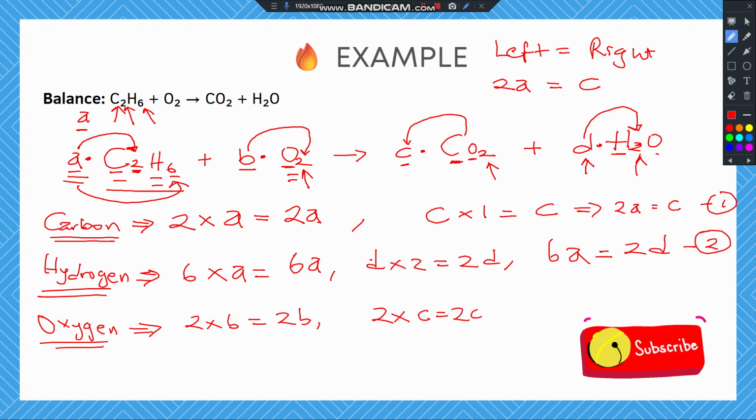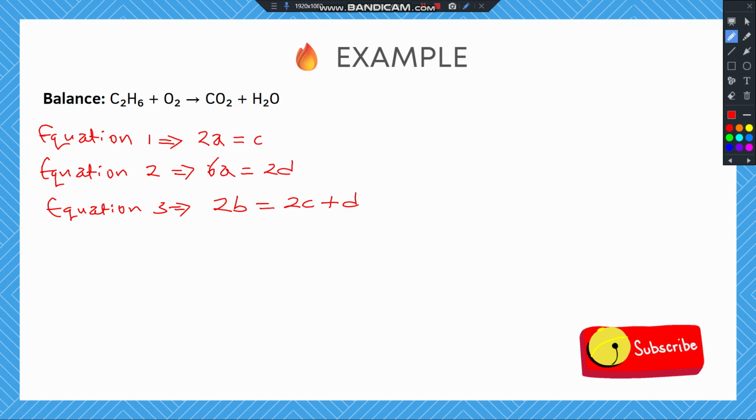And don't forget, there is also an element of oxygen over here. It has no subscript, or the subscript is 1, and then the coefficient is the letter D. So we have D multiplied by 1, which is equal to D. So the total number of oxygen atoms on the right hand side now becomes 2C plus the letter D. So for oxygen now, the left hand side is 2B, and it has to be equal to the right hand side, which is 2C plus D. This is the last equation. All right, now, so at this point, we have the three equations that we have formed.